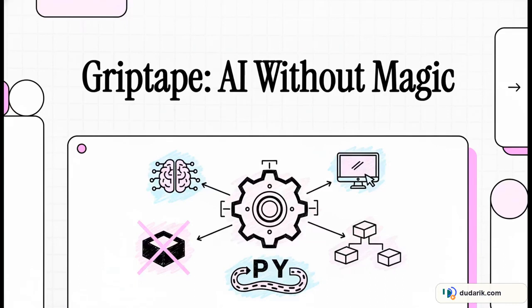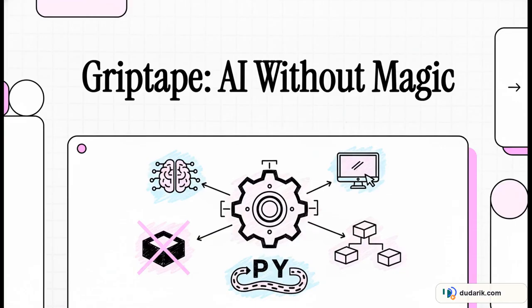So, are you tired of debugging what feels like AI magic? That moment when you're a developer, you're trying to build these powerful AI agents, and you just hit a wall of black box frustration. Well, if that sounds familiar, you really need to know about a framework called Griptape.